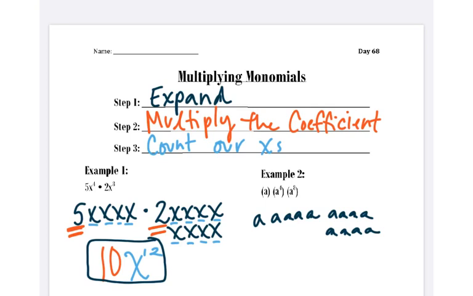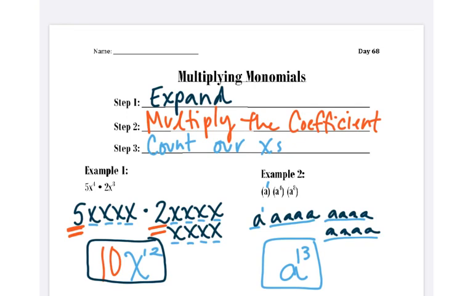But we do have to count our letters, or this one here, it's A's. So how many total A's do we have? Well, we had 1 here, we have 4 here, and we have 8 here. So that's a total of 13 A's. So in example 2, the correct answer is A raised to the 13.